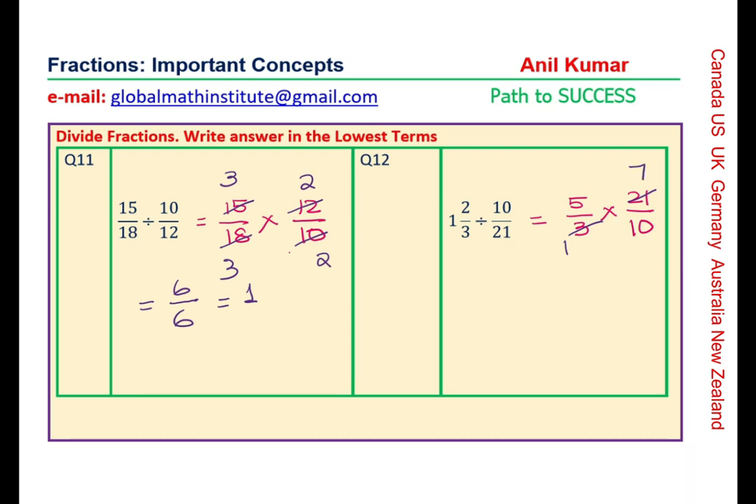7, correct. And 5, 1 and 5 times 2. So we do get our answer, which is 7 times 1 is 7 and 2 times 1 is 2. So 7 over 2 is the answer for the last question.